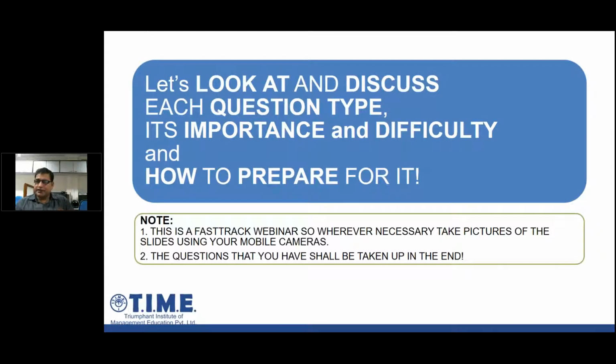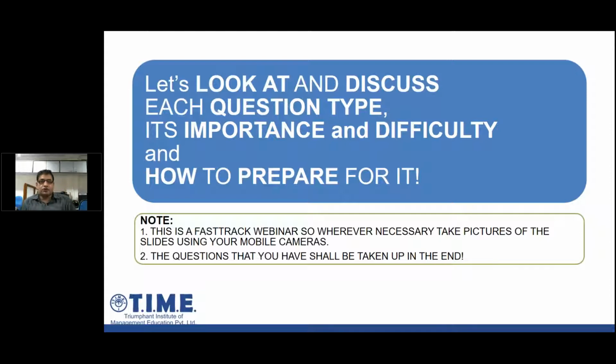As I was saying, I shall not be digging deep into the subject matters. So wherever necessary, take pictures of the slides using your mobile cameras. Don't make notes, because I may move on to the next slide immediately. If you want to make note of something, take a picture of that slide immediately. And the most important of all, the questions that you may have shall be taken up at the end of the session, roughly around 8 o'clock. So keep your questions on hold for now. Ask them in the end.